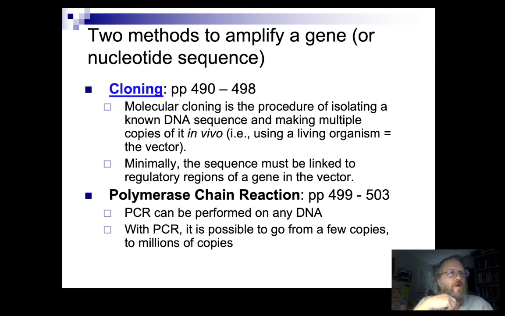So, all right, the other way to make copies of DNA, of course, is polymerase chain reaction. So PCR in principle can be performed on any DNA, and with PCR it's possible to go from a few copies to millions to billions of copies. Just like cloning, you go from a few copies to potentially millions to billions of copies. The difference, of course, is that in cloning, the copies are now in a vector or in a living organism that you're going to have to then extract and purify your sequences from, whereas with PCR, of course, the end result is pure sequence, copies that you want.